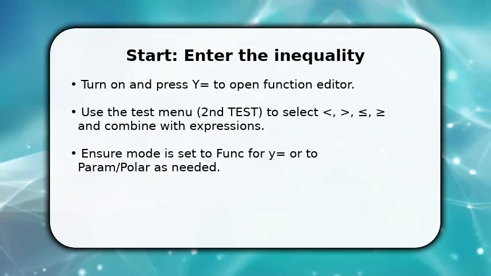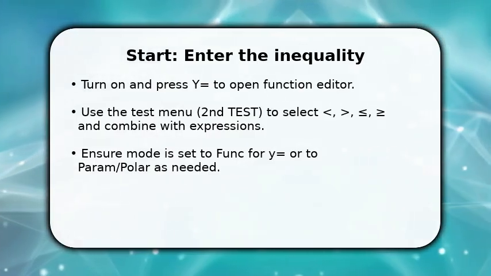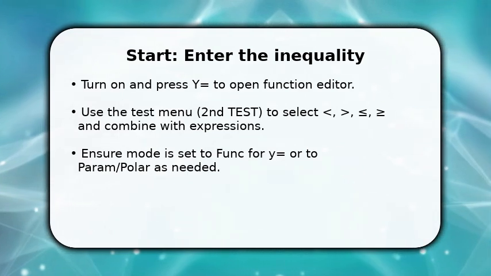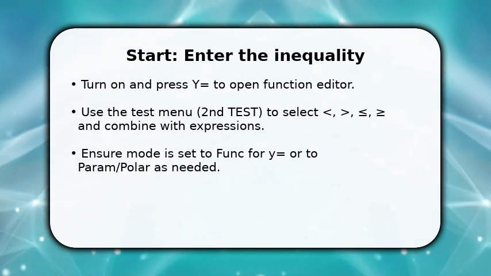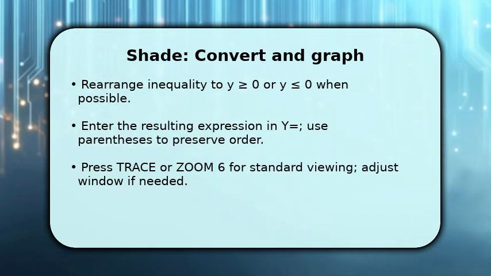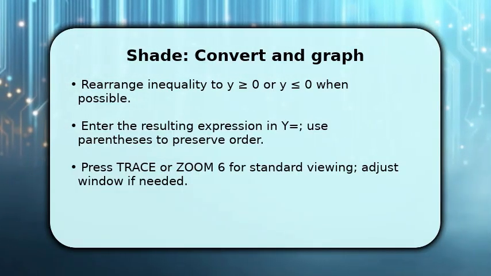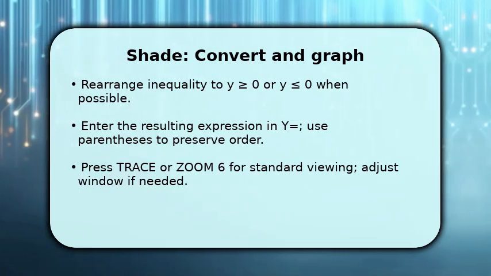If you want to shade regions, use y equals, or use an equivalent rearrangement into y greater or equal to 0 form, so the TI can graph it as a function. Now convert the inequality into a function form. For example, rewrite x minus 2 > 0 as y equals x minus 2 and interpret shading for y > 0.